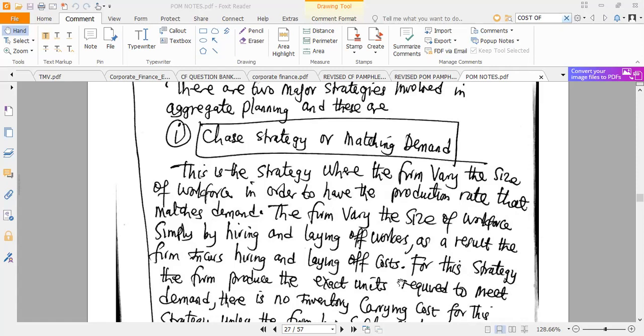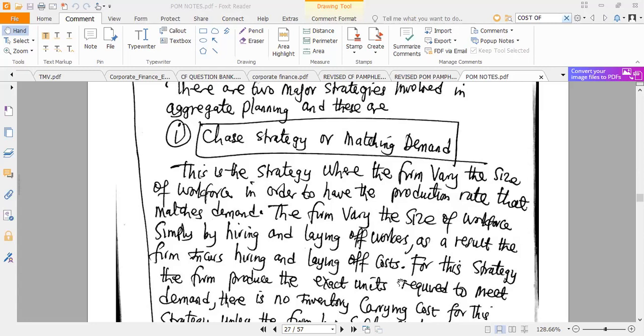I'm emphasizing this strategy, overemphasizing it, so that you understand these two strategies. All right.